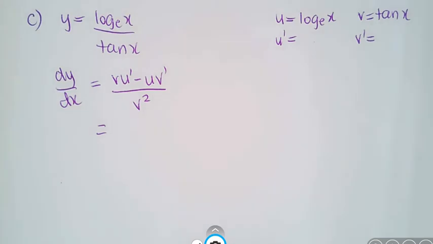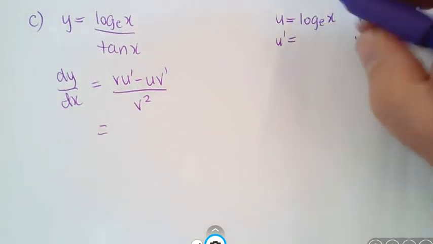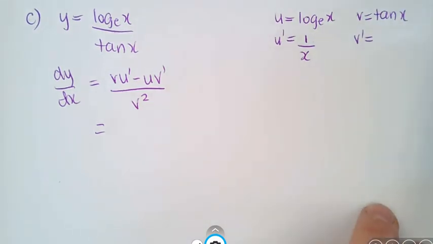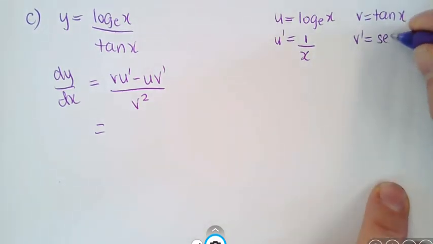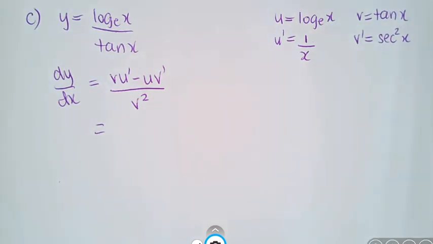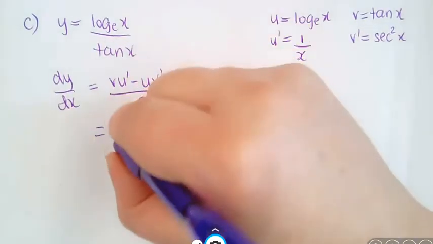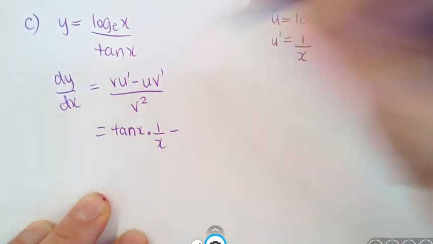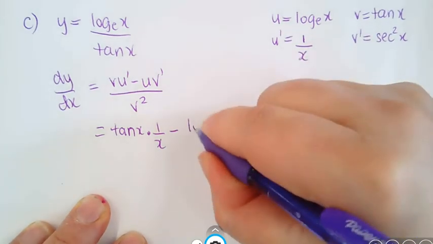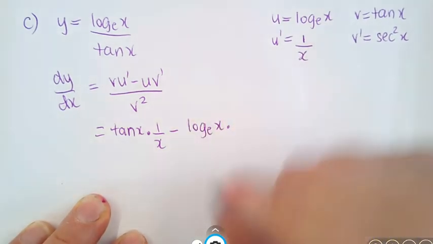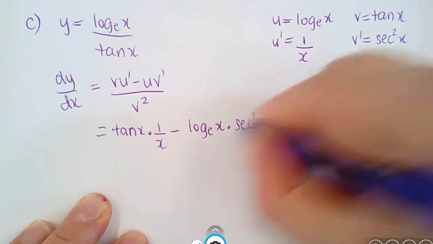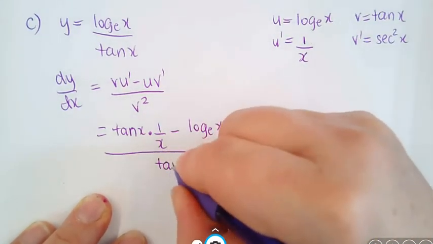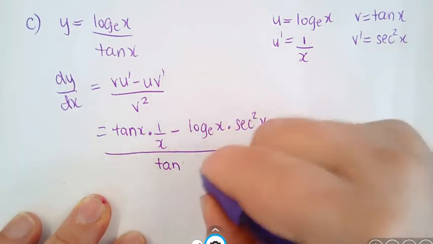Log to the base e of x, or ln x. So the derivative u dash is 1 on x. And what's v dash? The derivative of tan is sec squared. Okay, so substituting: v times u dash, which is tan x times 1 on x, minus u times v dash, which is log to the base e of x times sec squared x, over v squared, which is tan x squared.